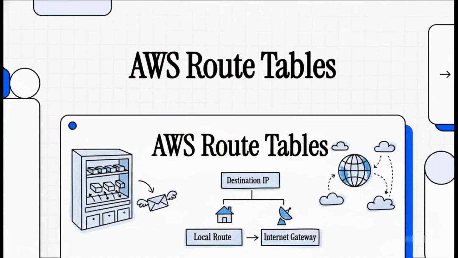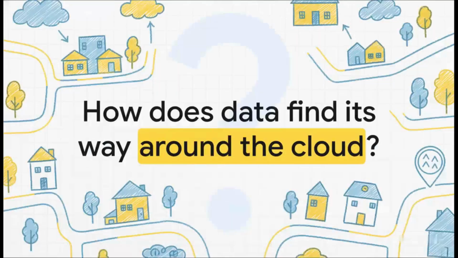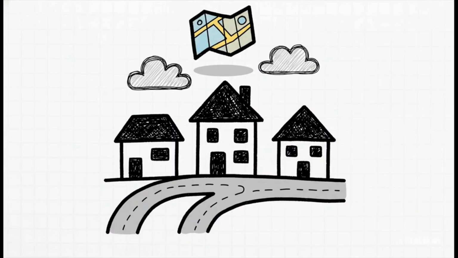Let's break down AWS Route Tables with a super simple analogy you won't forget. So how does data get around in the cloud? What if it's just like a neighborhood map? Okay, so picture any neighborhood. You've got to have a map to get around, right?